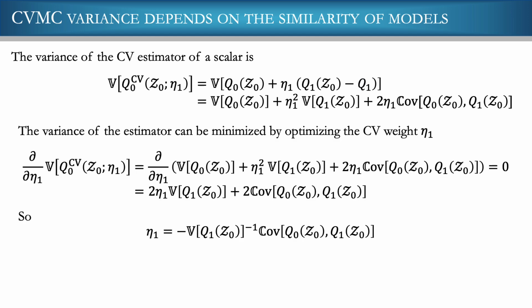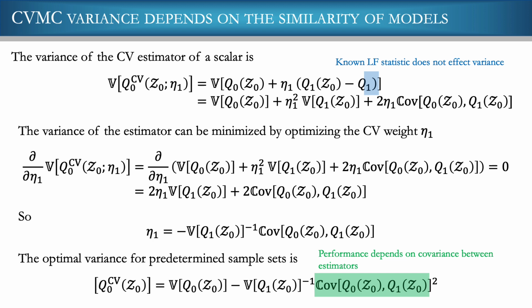The resulting expression depends on the control variate weight A/1, so for any sample set Z0, we can minimize the control variate estimator variance by optimizing A/1. To do this, compute the partial derivative of the estimated variance with respect to A/1 and set it equal to 0. Then solve for the resulting equation for A/1. The optimal control variate weight is equal to the inverse of the variance of the low-fidelity estimator multiplied by the covariance of the high and low-fidelity estimators.